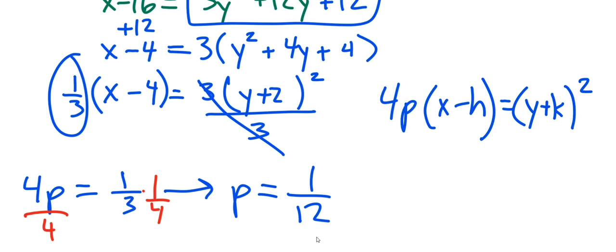Okay? 1/12, is that a really big distance to go from the vertex to the focus? No, that's pretty small, isn't it? Which way does this thing open? It's x equals y squared, so it would be left or right. Yes, that's a 1. Yep, it's positive. You are right. It is to the right. Nice job.